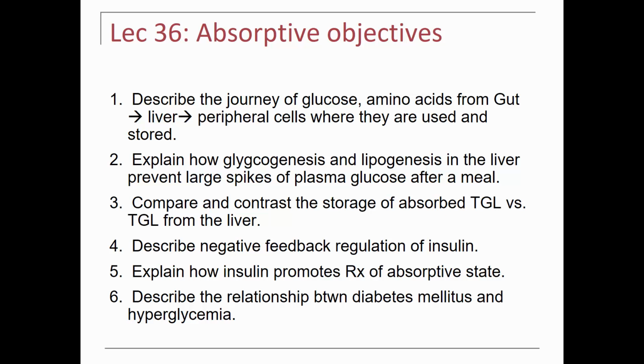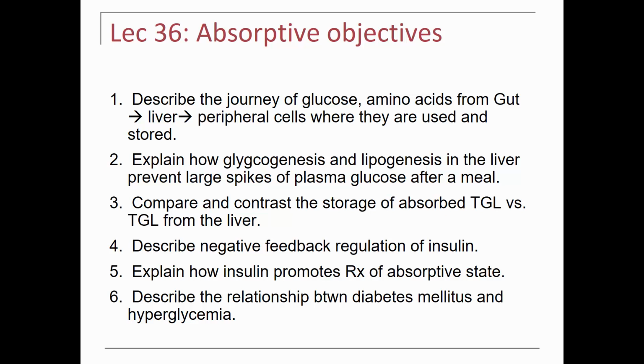What I would really like the class to appreciate is that because the liver gets the first crack at the glucose coming from the digestive tract, much of that glucose is stored as glycogen and fat, and then the rest is sent on to the rest of the body. So the glucose level that the rest of the body experiences is not nearly as high as it would be if that glucose were just sent straight out to the body.